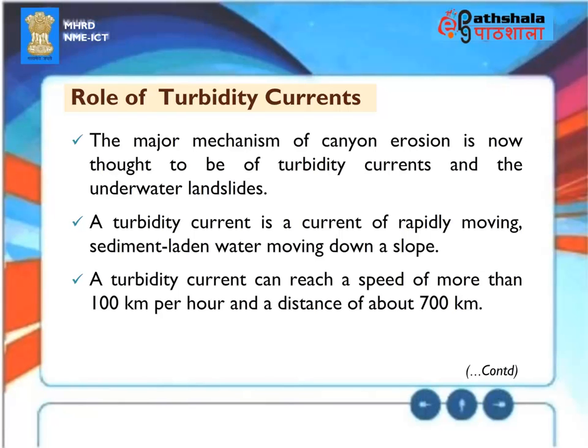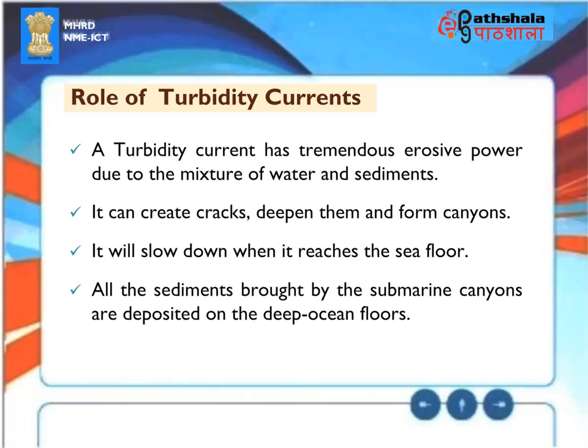The major mechanism of canyon erosion is now thought to be turbidity currents and underwater landslides. A turbidity current is a current of rapidly moving, sediment-laden water moving down a slope. It can reach a speed of more than 100 kilometers per hour and a distance of about 700 kilometers. A turbidity current has tremendous erosive power due to the mixture of water and sediments. It can create cracks, deepen them, and form canyons. It will slow down when it reaches the seafloor. All the sediments brought by the submarine canyons are deposited on the deep ocean floors.